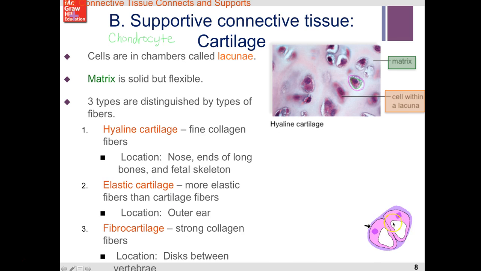So there are 3 different types of cartilage. We have hyaline cartilage, elastic cartilage, and fibrocartilage. This image displays hyaline cartilage. You can see the chondrocytes are just randomly dropped into the matrix. There are very fine collagen fibers. You can see them in the background, that light pink.